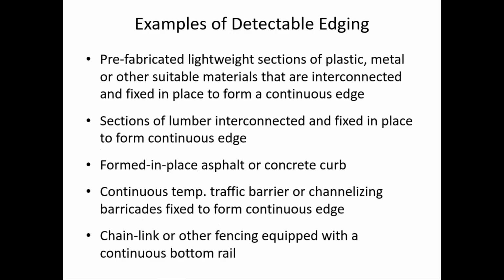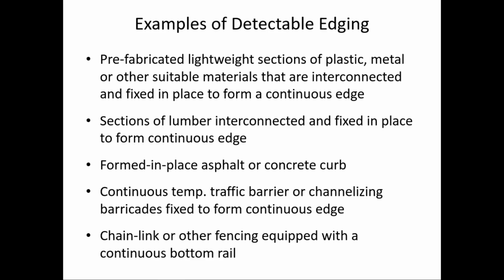So what are some examples of detectable edging? There are a variety of things that will work. Could be prefabricated lightweight sections of plastic or metal or other suitable materials that are interconnected and fixed in place to form a continuous edge. It could be sections of lumber interconnected and fixed in place to form a continuous edge. It could be formed in place asphalt or concrete curb. That would be detectable edging.